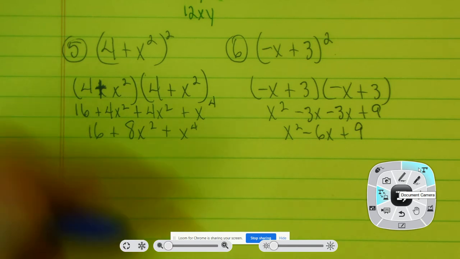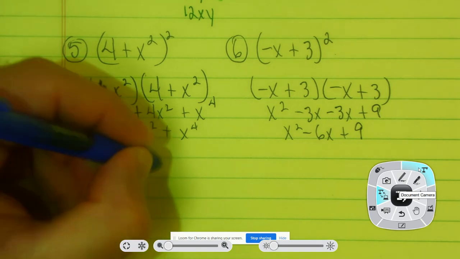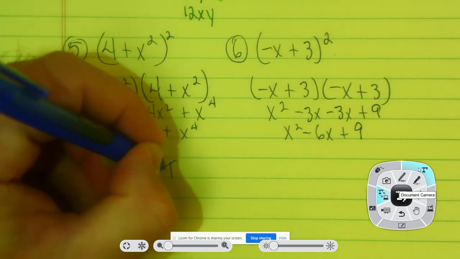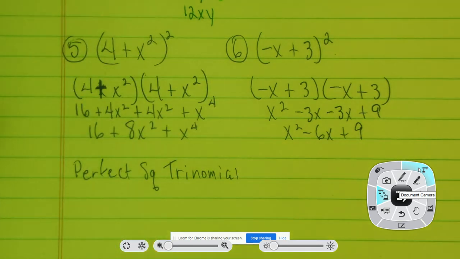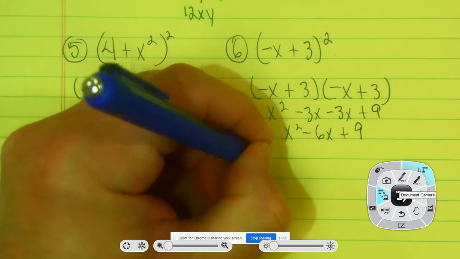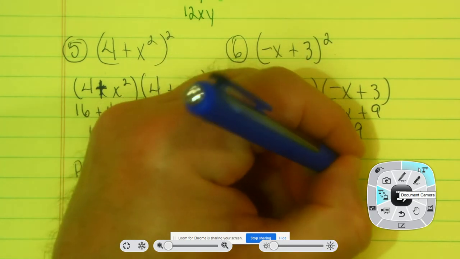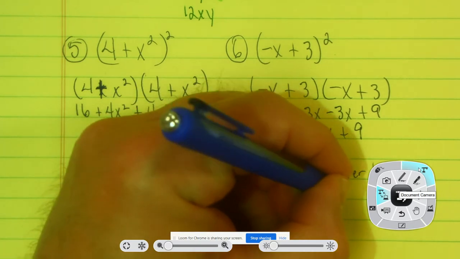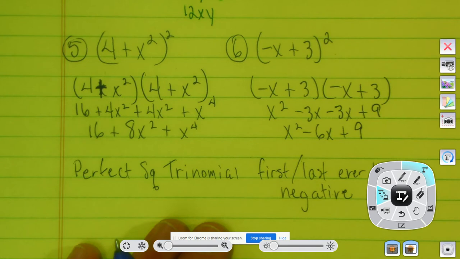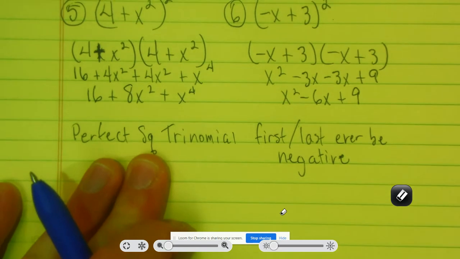Ask you a question just to think about for a moment. In a perfect square trinomial, the ones that we've looked at, will the first term of the trinomial or the last term ever be negative? What do you think? Will the first term or the last term ever be negative?